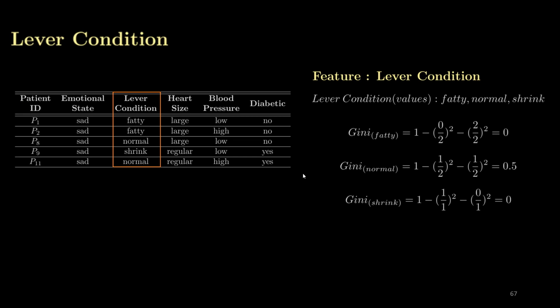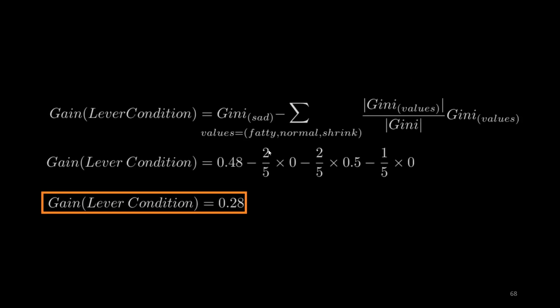Now it's time to find the weighted Gini values. The weight of fatty is 2/5. Weight of normal is 2/5 because it appears 2 times, and the weight of shrink is 1/5. These are the weights, and these are their corresponding Gini values. So solve this value and subtract it from the Gini of the dataset, which is sad in that case. We will get the information gain of liver condition as 0.28.